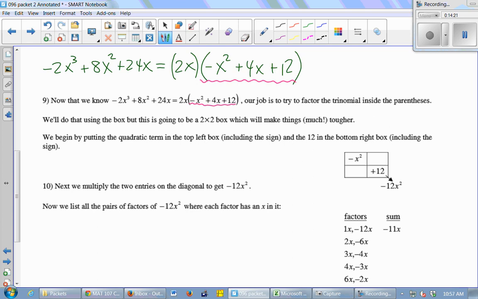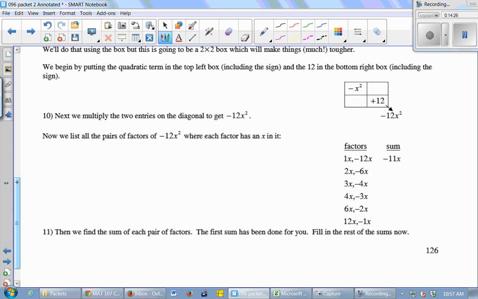Okay, so now I'm going to list all the pairs of factors of negative 12x squared. All the things you can multiply together to make negative 12x squared. So I could have 1x and negative 12x. When you multiply those together, you get negative 12x squared. 2x times negative 6x, that gives you negative 12x squared. 3x times negative 4x, negative 12x squared. 4x times negative 3x. You guys get the idea? I'm trying to write down here all the different ways I can make negative 12x squared by multiplying two things together.